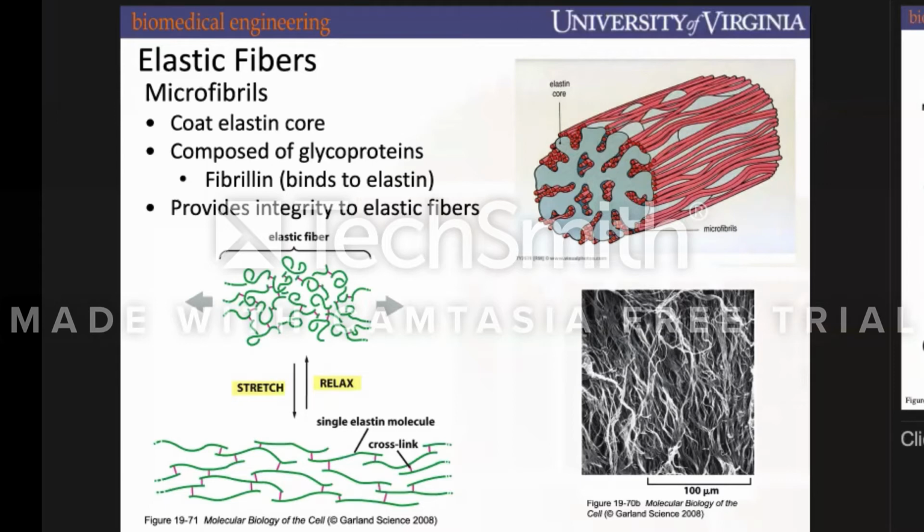And so these two together provide a really important balance in being able to provide resistance to compression and to provide the ability to return back and relax after the source of stretch or strain is gone.